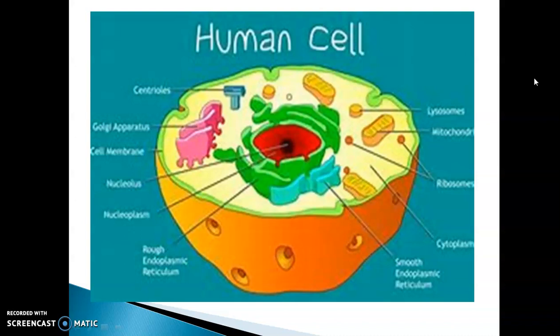So, we have here the diagram of the human cell. We have the centrioles, Golgi apparatus, cell membrane, nucleolus, nucleoplasm, rough endoplasmic reticulum, smooth endoplasmic reticulum, cytoplasm, ribosome, mitochondria, and the lysosome. So these are the parts of the human cell.